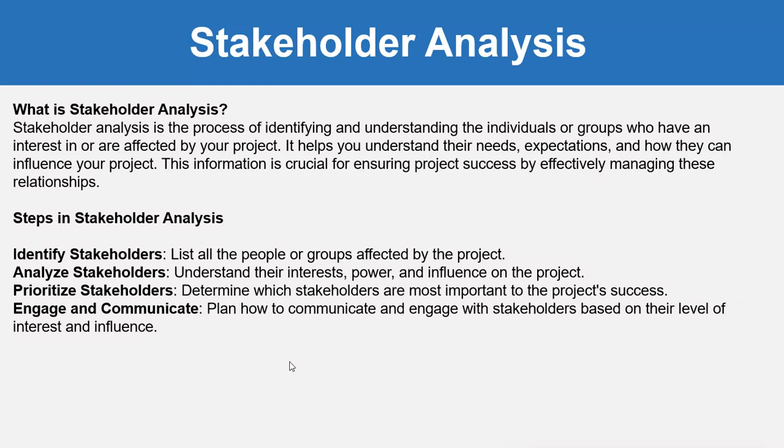Now we can talk about the steps in stakeholder analysis. First one is to identify stakeholders, which basically means list all the people or groups affected by the project. Then analyze the stakeholders, which means understand their interest, power and influence on the project. Then determine which stakeholders are most important to the project's success and plan how to communicate and engage with the stakeholders based on their level of interest and influence.